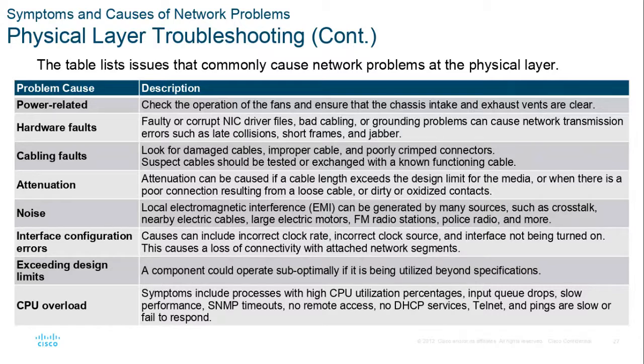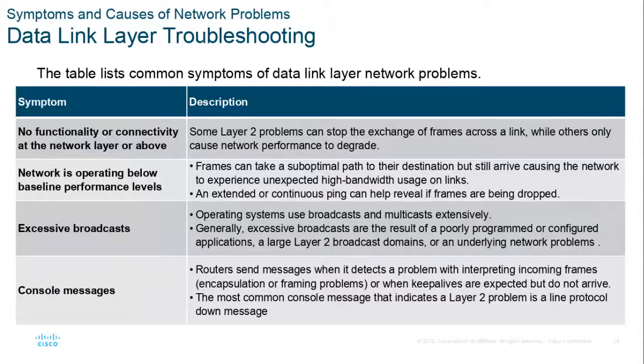If you're exceeding the design limits of the device, it's going to be overutilized and it's going to fail much more quickly. If I want to drive 140 miles an hour on the Autobahn, I want a Maserati, not a Volkswagen. CPU overload: if we have high CPU utilization, it's going to start dropping packets. Pings may be intermittent and not respond to all of them. We need a more powerful device.